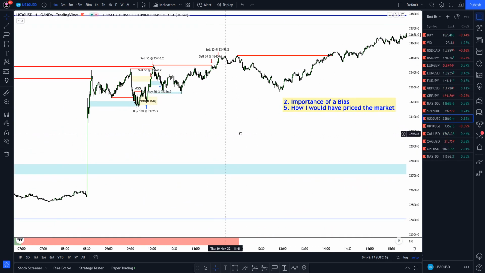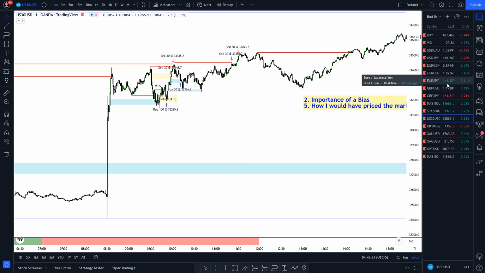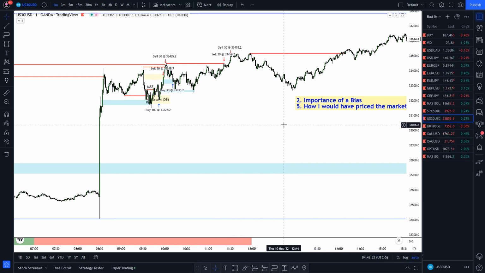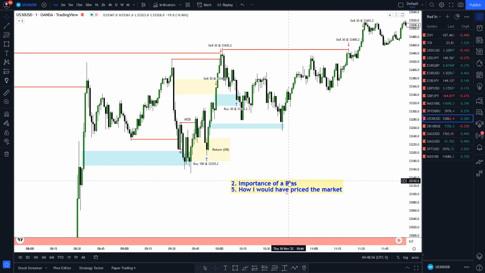Of course, you can form it on one market, but what I'm trying to say is when you have multiple correlating markets that are all telling the same story, that you can make the same bias for all of those markets, then it just becomes a slightly higher probability bias. And if my bias was bullish, I would be waiting for a bullish RMR pattern, and that's what formed over here.